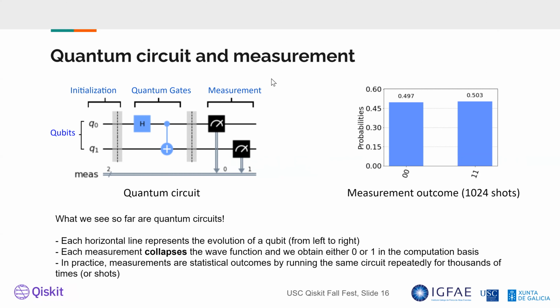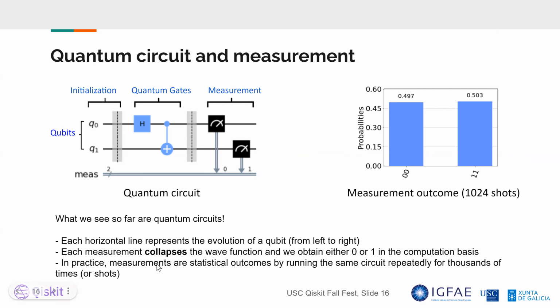So this is the notation. Each horizontal line, as you see across the screen, like Q0 and the horizontal line, represents the evolution of a qubit from left to right. And each measurement is represented by this funny little symbol, which you will see a lot, and it collapses the wave function. Then we will obtain either 0 or 1 in the respective computational basis. Usually by 0 and 1, it's already in the vertical basis, so the bra-ket 0 and 1 basis.